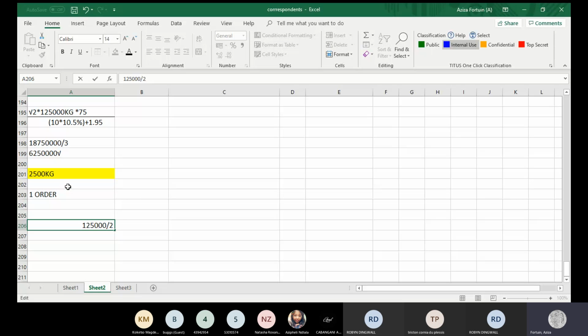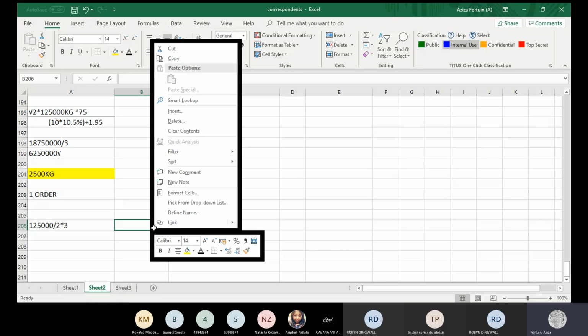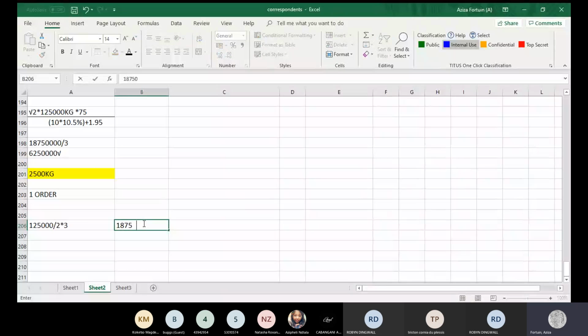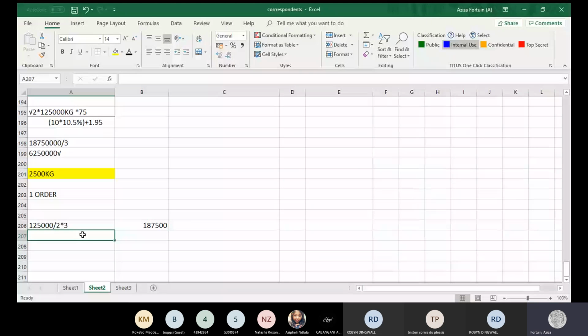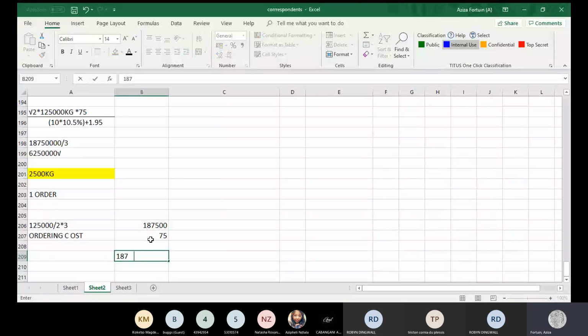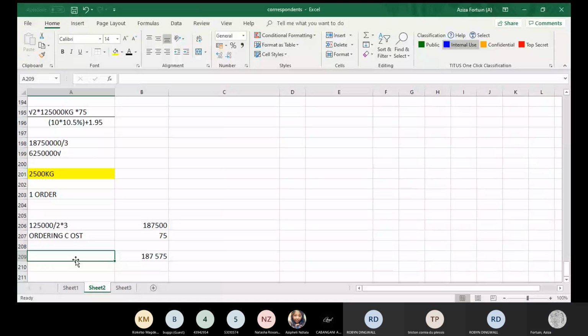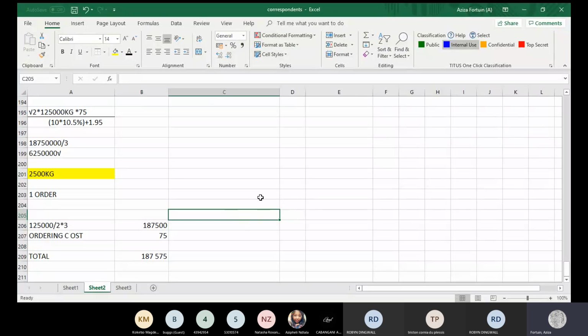Right? That is the 2 there in the formula. And then you multiply it by this 3 rand here, the 10 times 10.5 plus the 1. You multiply it by 3, right? Then you get an amount of 187,500. The ordering cost is 75 rand, so your total to order one is 187,575. That's for one cost. Did anybody get this right?